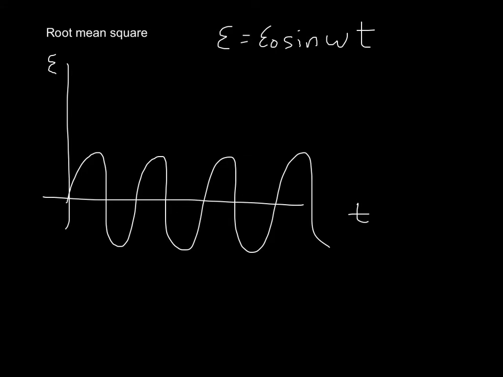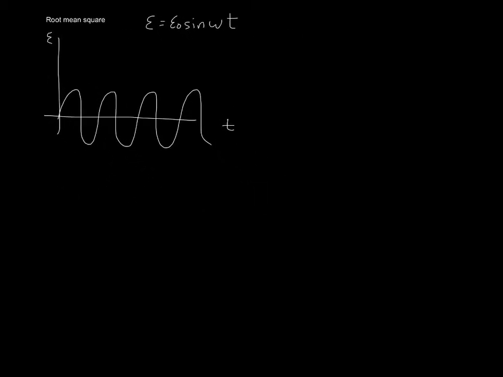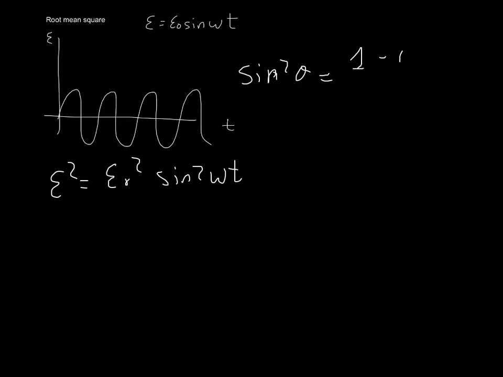So let's do that. Now there's two ways of doing this. One's the quick and dirty way, and the other one is the mathematically sound way. I'm going to do it the mathematically sound way, and then I'm going to show you the quick and dirty way. So in the mathematically sound way, all I do is I take this thing here and I square it. So E squared equals E0 squared sine squared of omega t. And then I need to use a trigonometric identity to get rid of this square over here. And the identity that I'm going to use is that the sine squared of theta is equal to 1 minus the cosine of 2 theta, divided by 2.